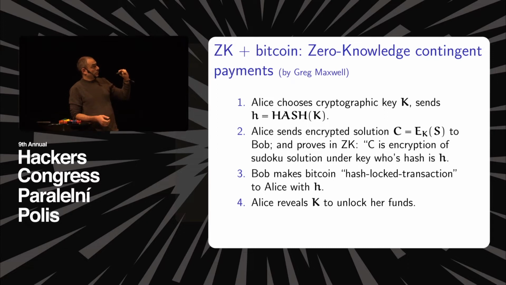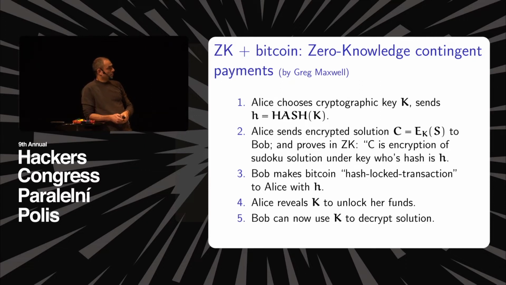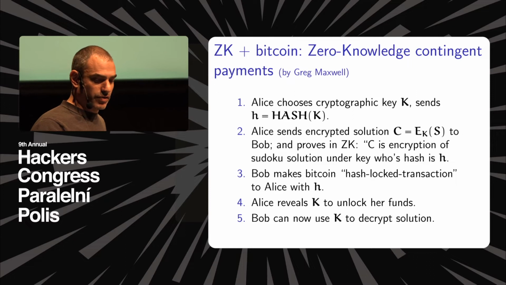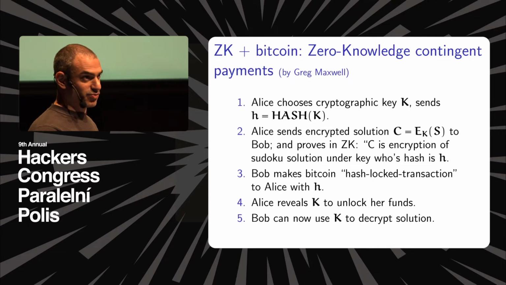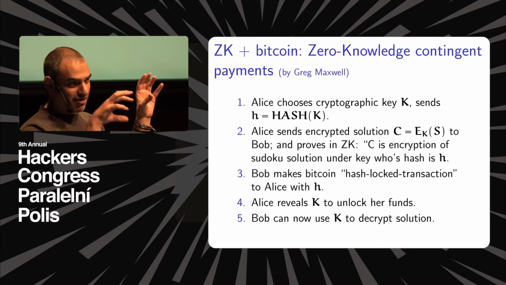So when Alice reveals K on the chain to unlock her funds, then Bob can be sure that he has an encryption of a solution with key K, and he can decrypt it. This is where the magic of zero knowledge comes in: when Alice sent the encryption, she also proved in zero knowledge that this is really an encryption under key K of a valid solution.